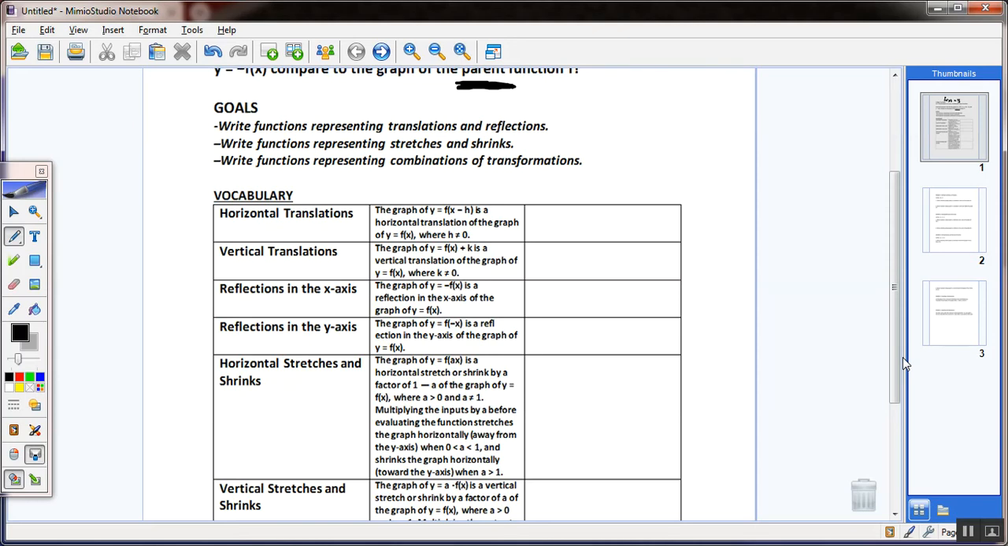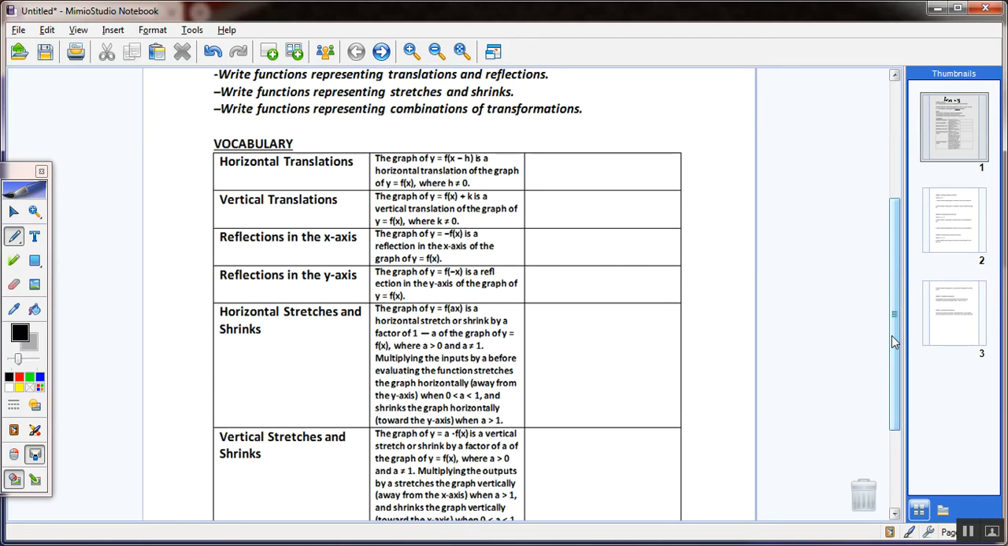Write functions representing translations and reflections. Okay, we know translations. That's just a slide, and a reflection is a flip. We know that stuff already, don't we? Thank you, Jaden. Jaden, pick someone to read the second one. Thanks, Shy. Write functions representing stretches and shrinks. Stretches and shrinks. Vertical stretch. Vertical shrink. We're also going to look at some horizontal stretches and horizontal shrinking today. That'll be new.